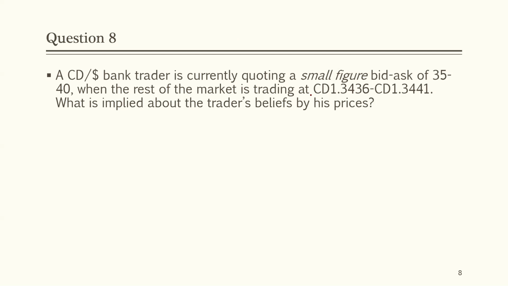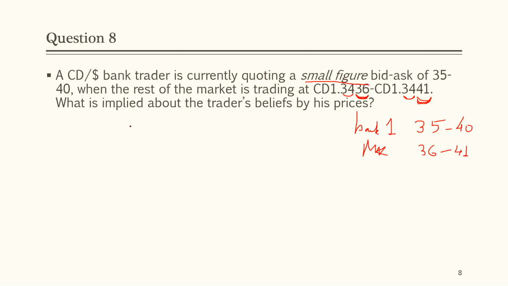Okay, so the question is, we are given a pair of exchange rates, the Canadian dollar and the US dollar. The bank is currently quoting a small figure bid-ask of 35.40. This is our bank in question. And the rest of the market is trading at 36.41. When we say small figure, we're talking about the last 2 digits of the exchange rate. When we say big figure, it will be the first 2 digits. Normally for banks, the first 2 digits will stay the same, and the small figures would change. So the rest of the market prices are currently at 36 to 41.